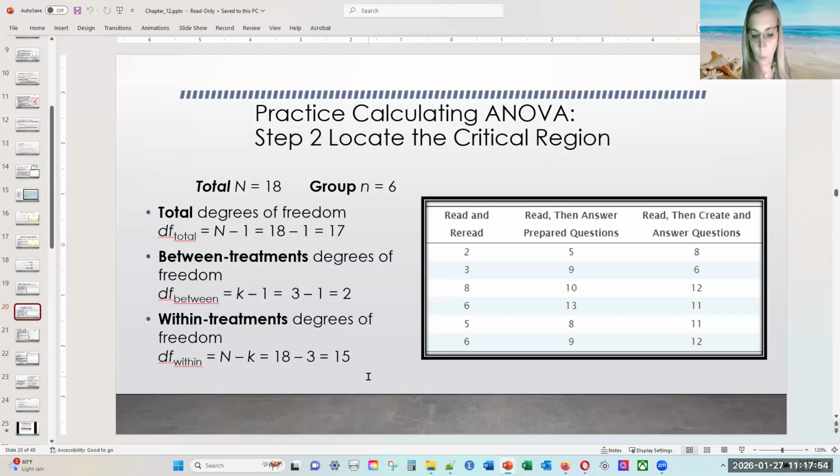All right, so let's figure out what the degrees of freedom are for the total, between, and within. So for total, we take the total n minus 1. And so we had 18 people. Remember, there's 6 people in each group times 3. So that's 18 minus 1. So degrees of freedom total is 17. So between treatments, we have 3 conditions. Minus 1, that equals 2. Within treatments is the total n minus the number of conditions. 18 minus 3 equals 15.